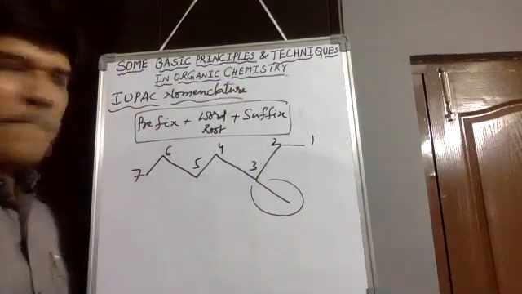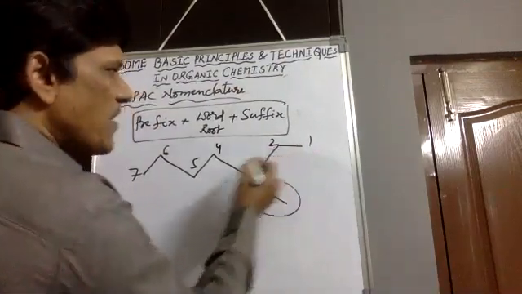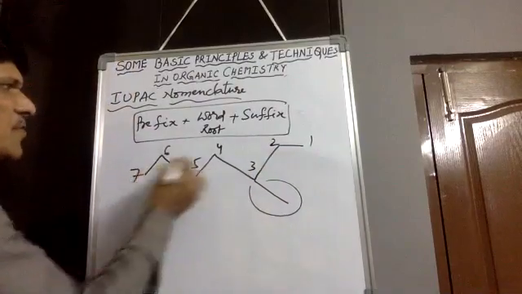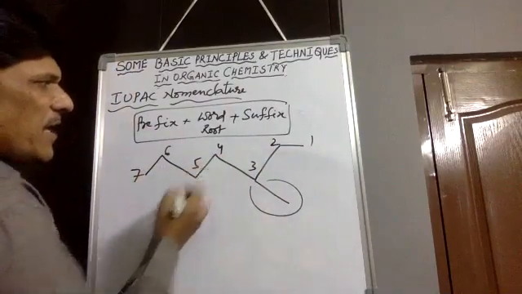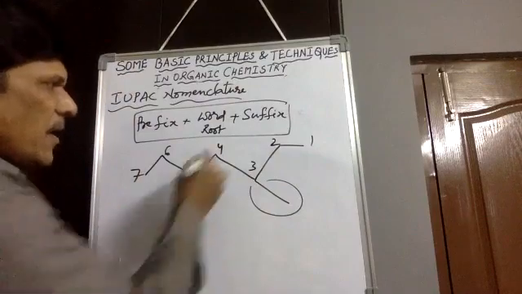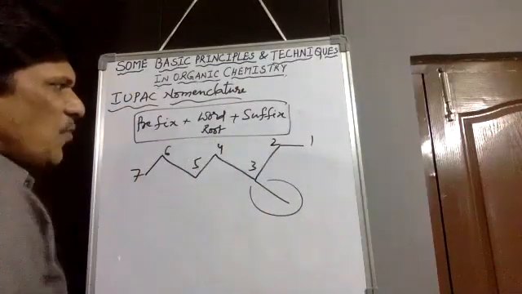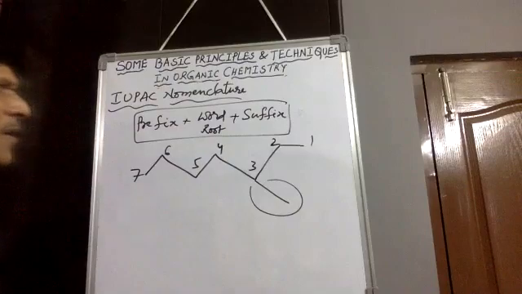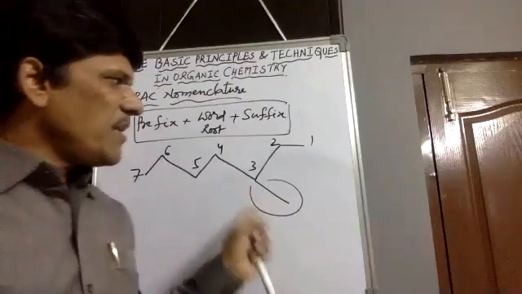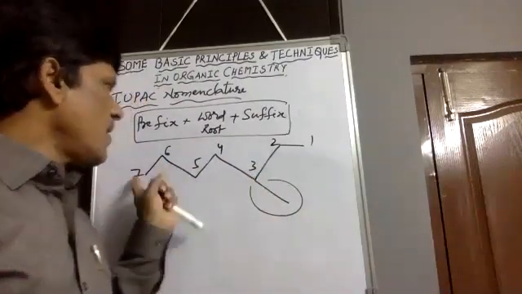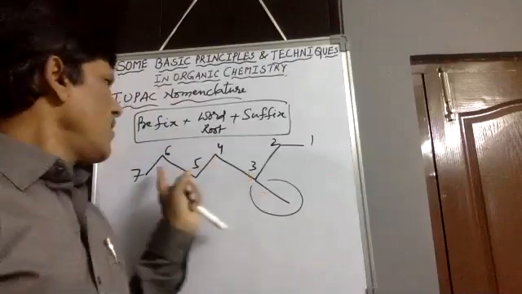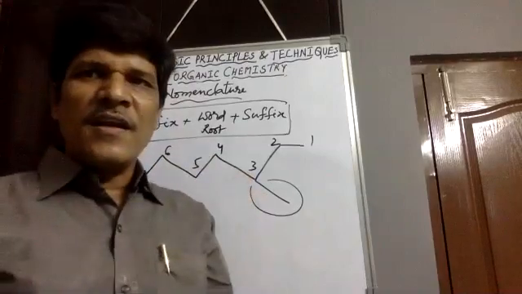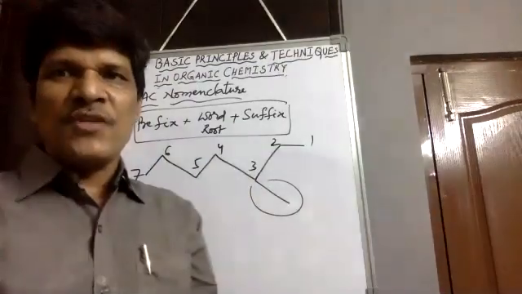or suffix name. Suppose this is the first bond, second bond, third bond, fourth bond, fifth bond, sixth bond. For the lowest number, we take the bond number, and the number of carbons joined with the fourth and fifth carbon. So lowest sum means the sum should be 3, but not 1, 2, 3, 4, 5. 1, 2, 3, 4, 5. 5 is not the methyl position, because we have to take the lowest sum.